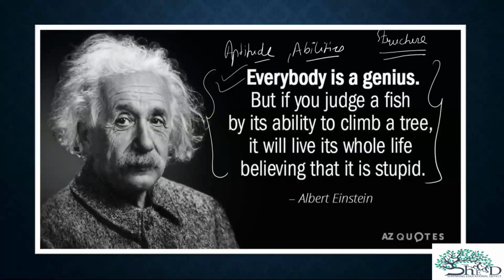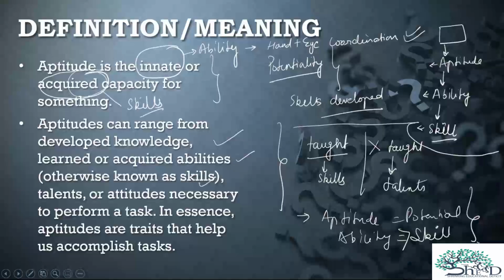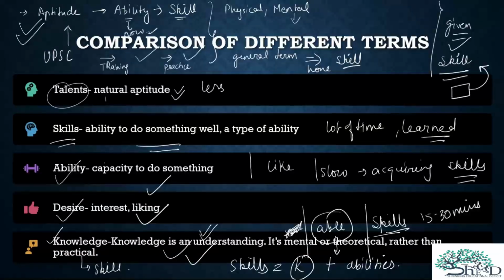So we need to understand how aptitude affects life. We understood what is aptitude. It's basically innate or acquired capacity to do something. We understood talent, ability, desire, skill, knowledge. Intelligence is the capacity of an individual to think based on facts. If a person is rational and can deal effectively with his or her environment, that person is called intelligent. So intelligence relates to the person's mind and how they deal with the environment.